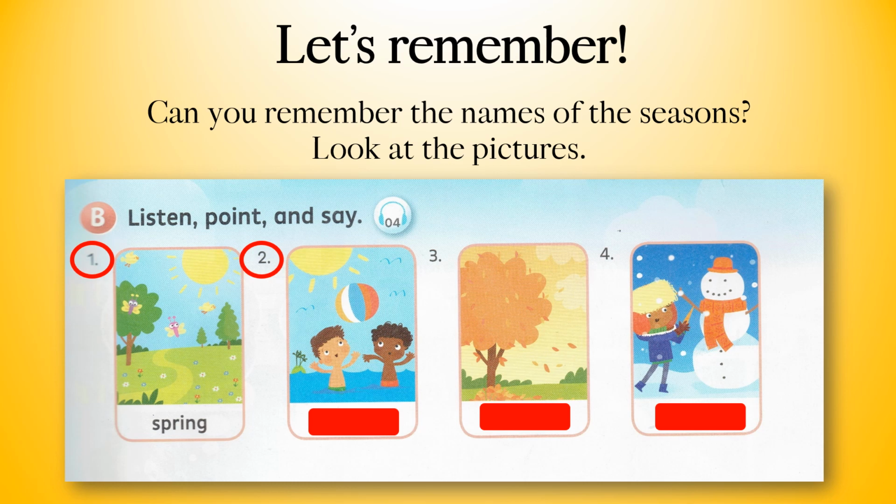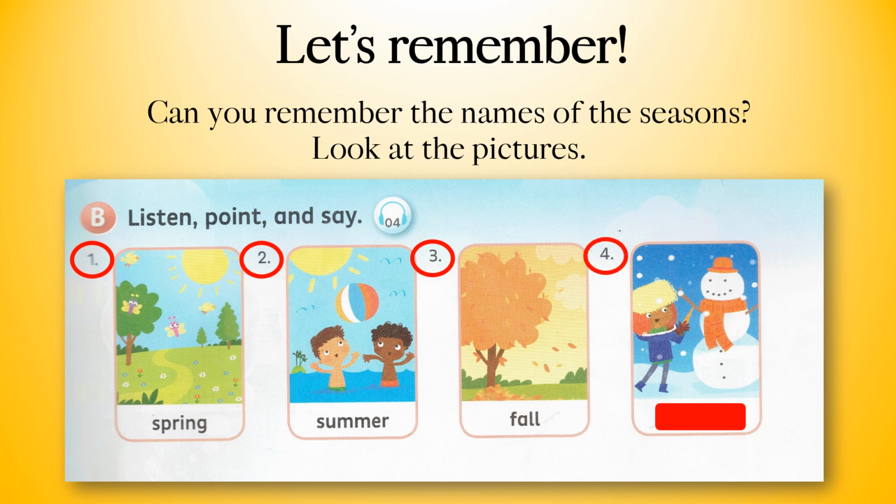Number 2, wow, the weather is very hot. The sun is big in the sky and the children are playing in the sea. They probably want to get an ice cream afterwards. What season is this? Yeah, it's summer. Okay, number 3. The leaves on the trees have turned brown and orange and they are falling down to the ground. It's starting to get cold. What season is this? Yeah, that's right. It's fall.